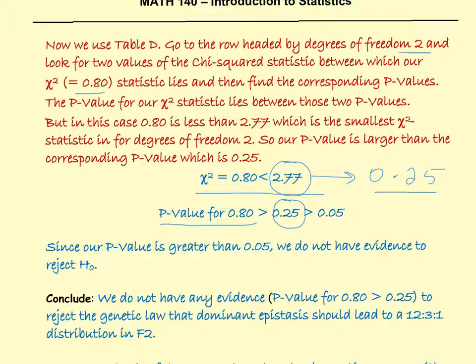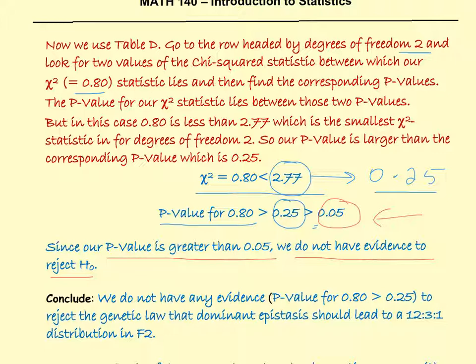And we've set our significance level at 0.05, and clearly if a p-value is greater than 0.25, it would have to be greater than 0.05. So our p-value, we can conclude, is greater than 0.05. So the news is that we have no evidence against the null hypothesis. So we fail to reject the null hypothesis.